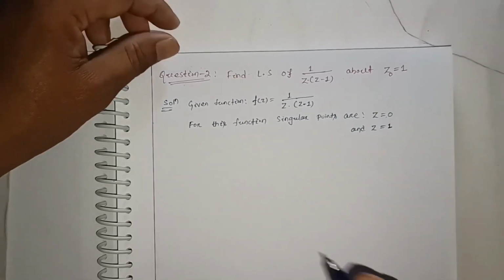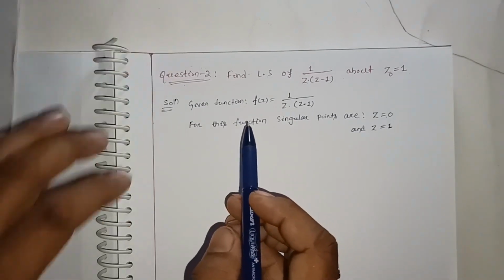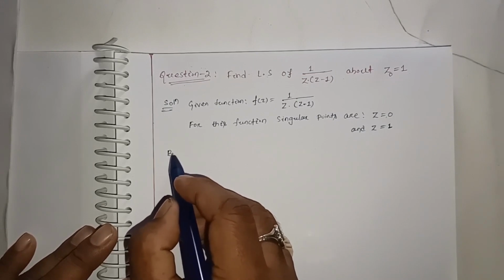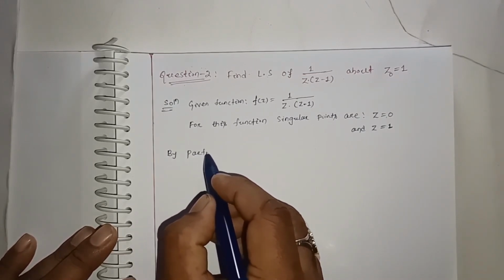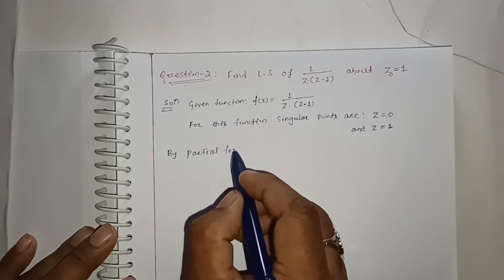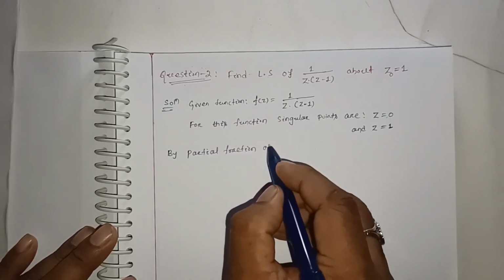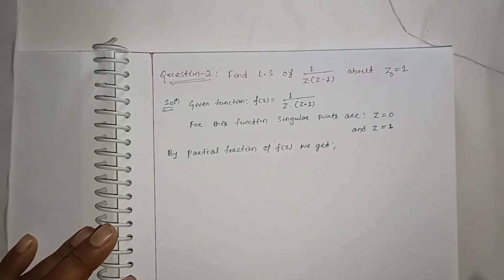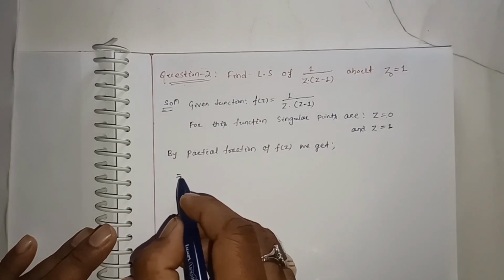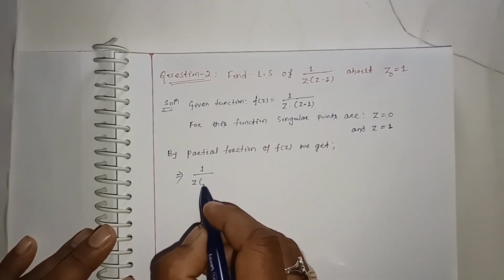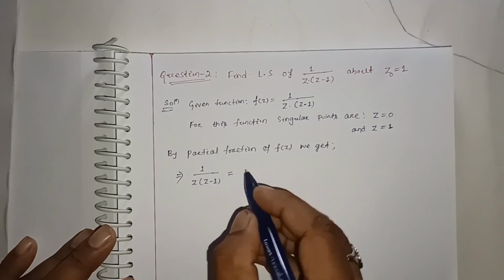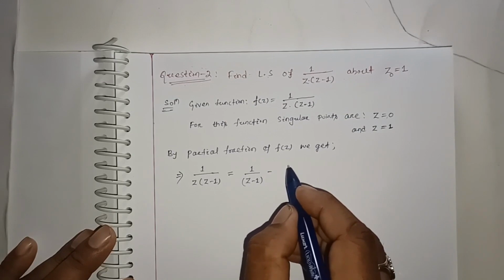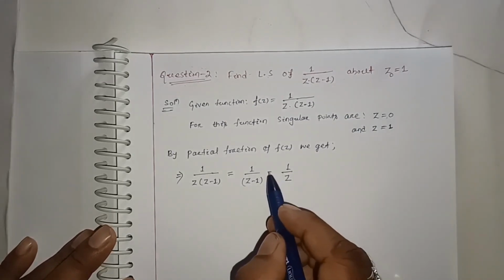Now, to find the Laurent series of this function, we have to do the partial fraction. By partial fraction of f(z), we get 1 by z into z minus 1 can be written as 1 by z minus 1 minus 1 by z. You just subtract these two terms.